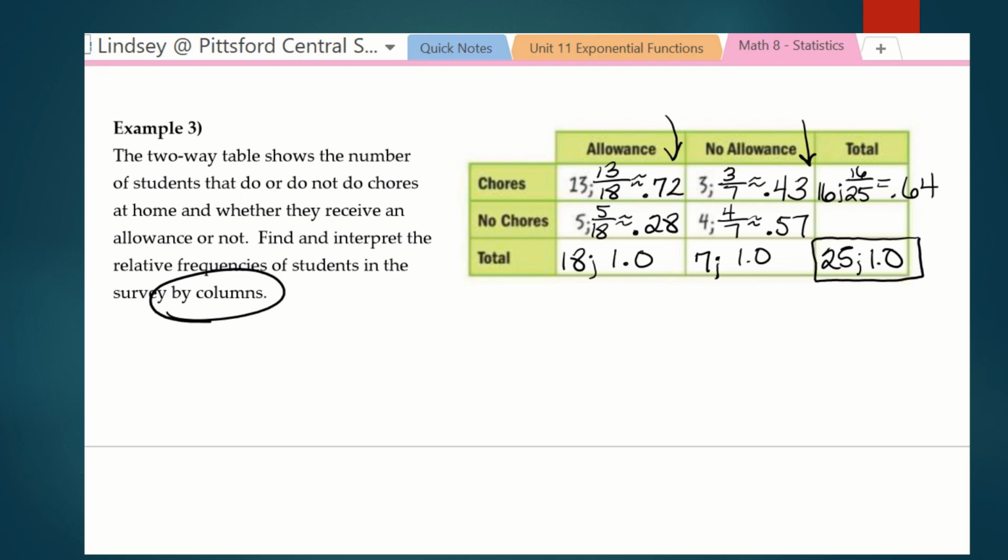Now let's talk about kids that don't do chores. Well, 9 kids don't do chores at all. And some of them get an allowance and some of them do not. Now 9 out of all 25 kids surveyed, 9 divided by 25, is going to give me a nice round value of 0.36. So kind of reading this column here, 64% of kids do chores, 36% of kids do not do chores.